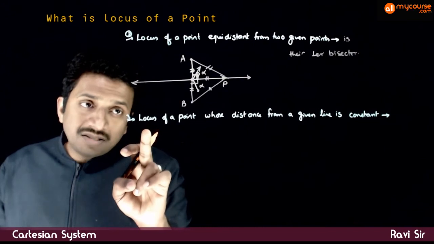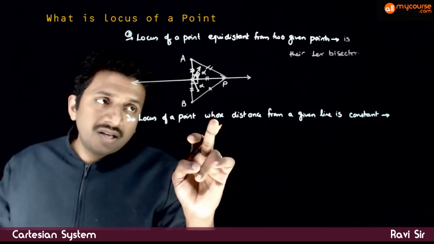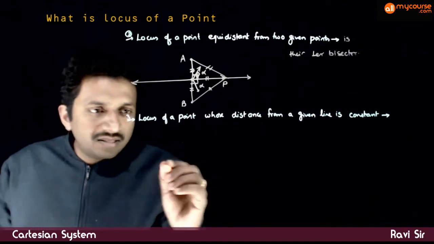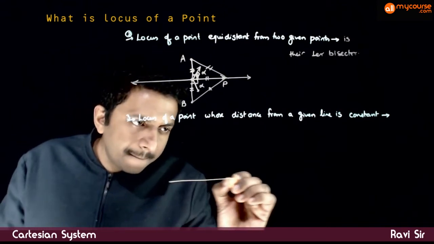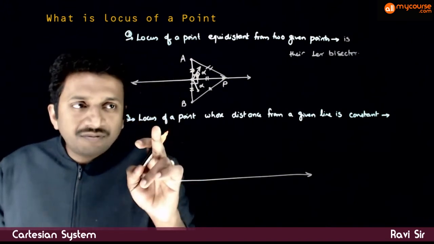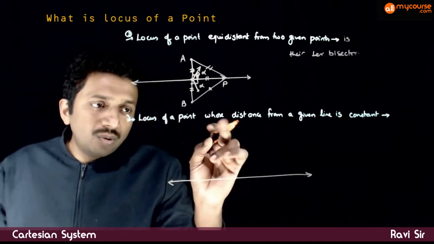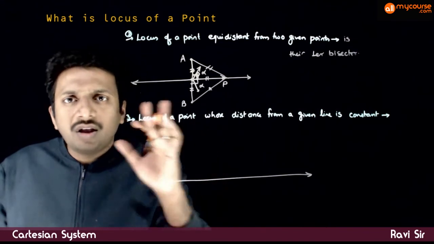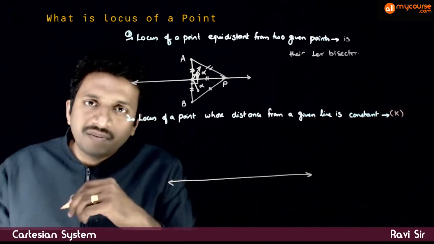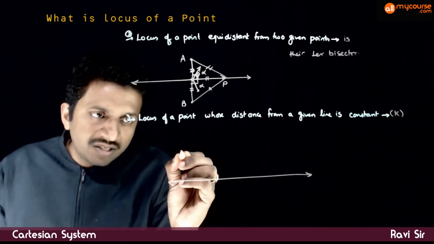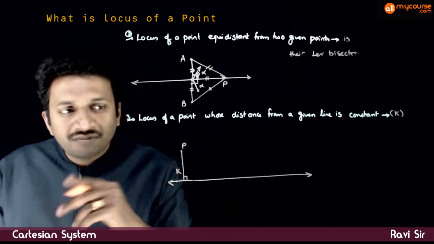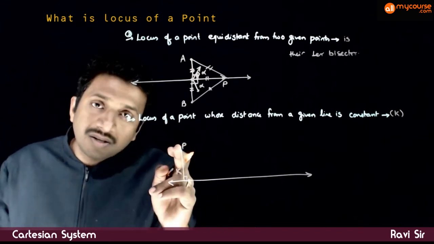Next, you are asked to find the locus of a point whose distance from a given line is constant. This time you have a given line. Let this be the given line. Now you are asked to find the locus of a point whose distance from this line is always constant. So let us say that the constant be equal to k. So I want a point which is at a distance of k units from this line. Now I want the locus of this point.